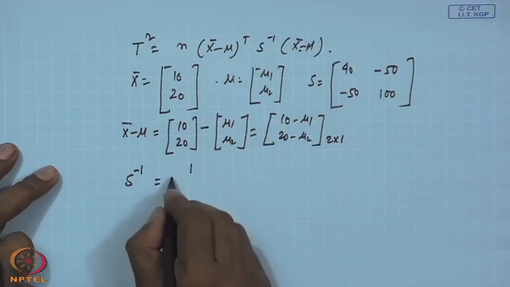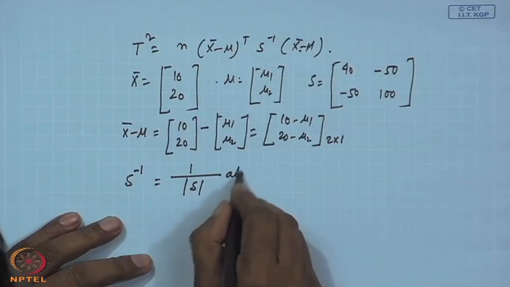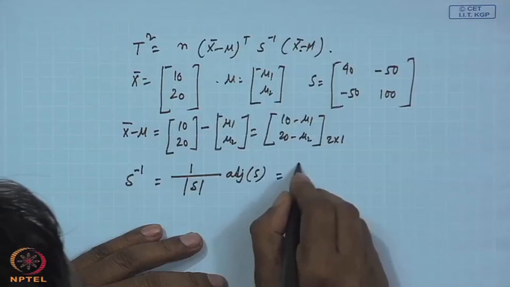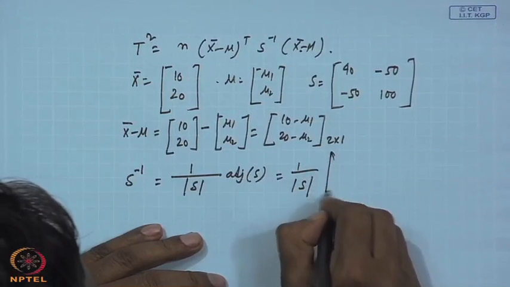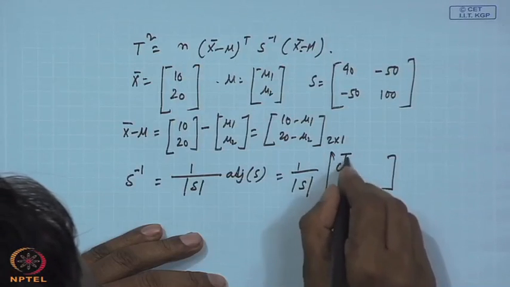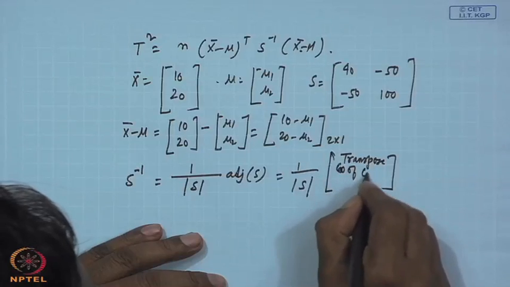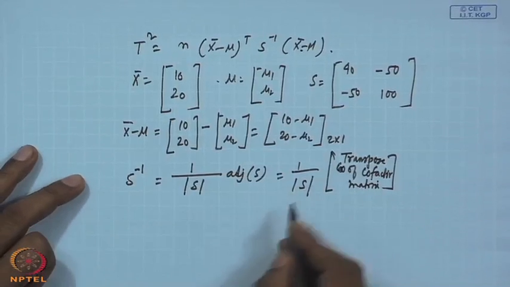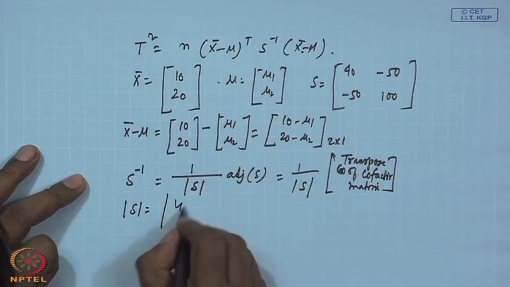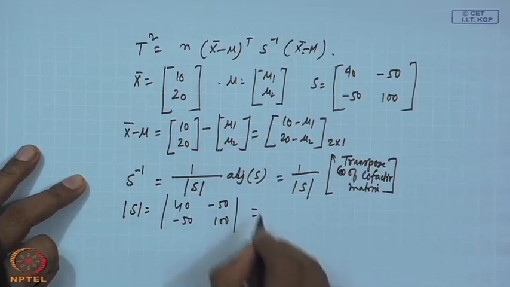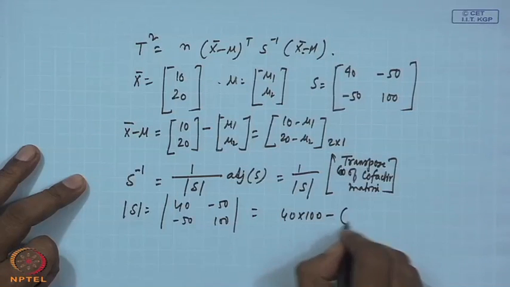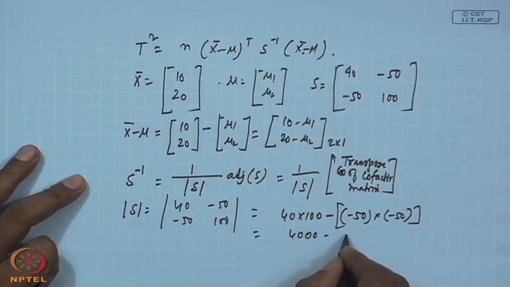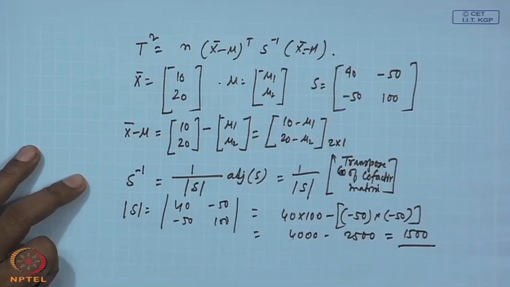Then you require to compute S inverse. S inverse is 1 by the determinant of S times the adjoint of S. Now, you all know the adjoint of S, which I told you in one class: it is the transpose of the cofactor matrix. Anyhow, we will see this. So, the determinant of S is the determinant of 40, minus 50, minus 50, 100. This will be 40 into 100 minus 50 into minus 50. So, this will be 4000 minus 2500, which will be 1500.